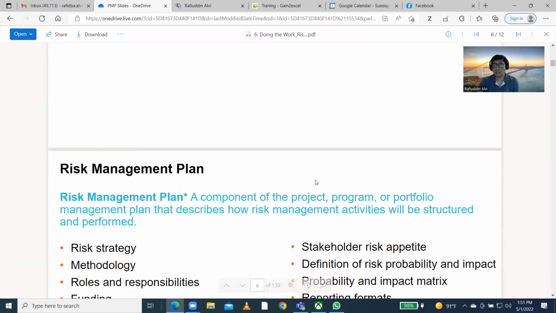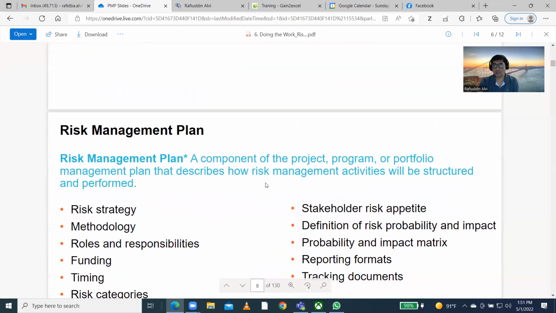So the risk management plan is a component of the project, program, or portfolio management plan that describes how risk management activities will be structured and performed. Okay, this is coming under the risk management plan. So how you will manage and how you will perform, whether it is a program, a project, or a portfolio.